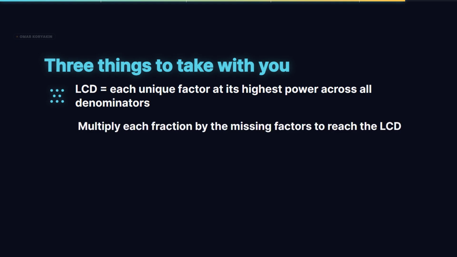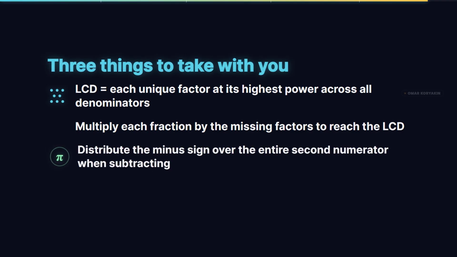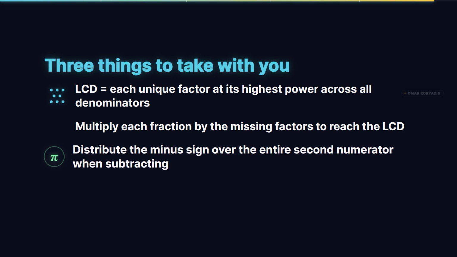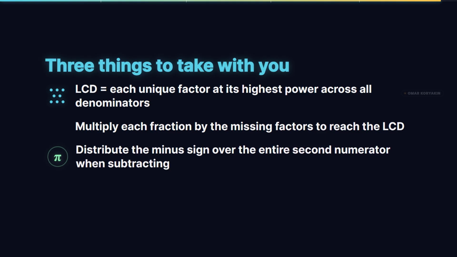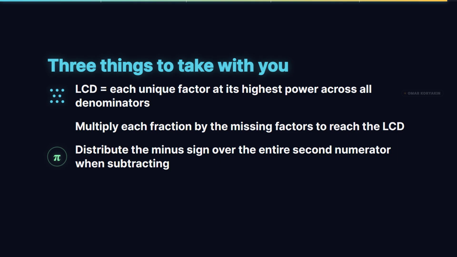Rewrite each fraction so its denominator equals the LCD. Multiply numerator and denominator by whatever factor is missing. The fraction's value does not change because you are multiplying by something equal to 1, just rewritten in factored form. When subtracting, the minus sign distributes over the entire second numerator. Every term inside the second numerator flips its sign. Forgetting this step is the most common error in this section, and it produces wrong answers that pass an at-a-glance check but fail when verified.